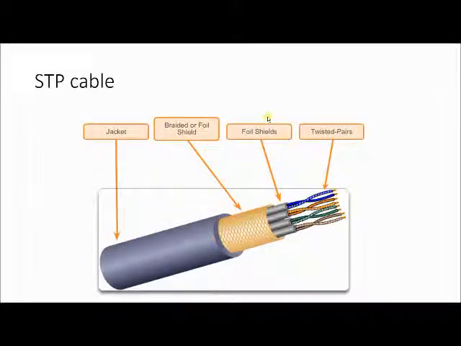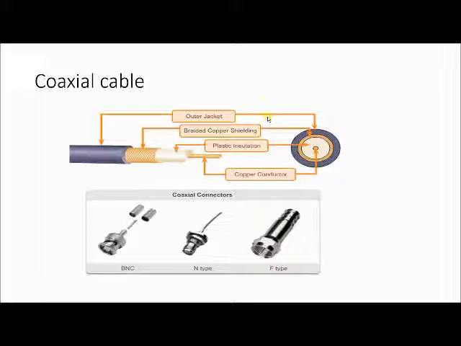Here is the image of the STP cable, and it has also the jacket, but inside, instead of having only the twisted pairs, it has two shields, the braided or foil shield and the foil shields. This is in order to protect it from noise and crossover communications. And this is the coaxial cable. The coaxial cable has the outer jacket, then a braided copper shielding and the plastic insulation. There are three types of coaxial connections: the BNC, the N-type and the F-type.